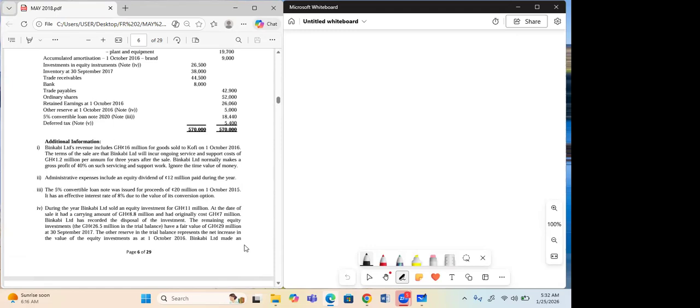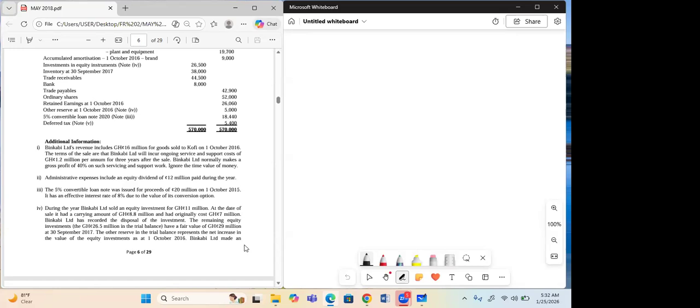Note 1: Binkabi Limited's revenue includes 16 million goods sold to Kofi on 1st October 2016 at the beginning of the year. The terms of the sale are that Binkabi Limited will incur ongoing service and support costs of 1.2 million per annum for 3 years after the sale. Binkabi Limited normally charges a gross profit of 40% on such servicing and support work. Ignore the time value of money.